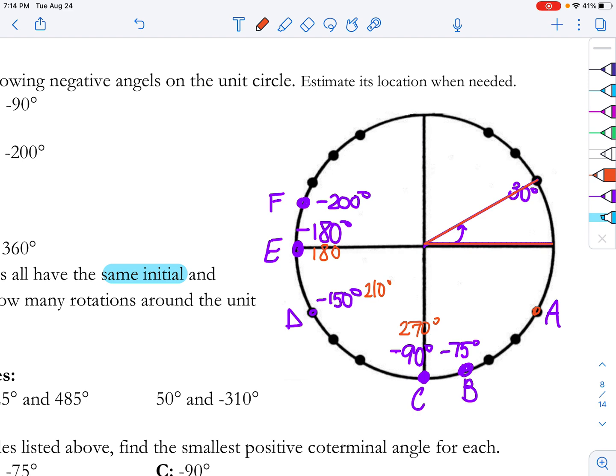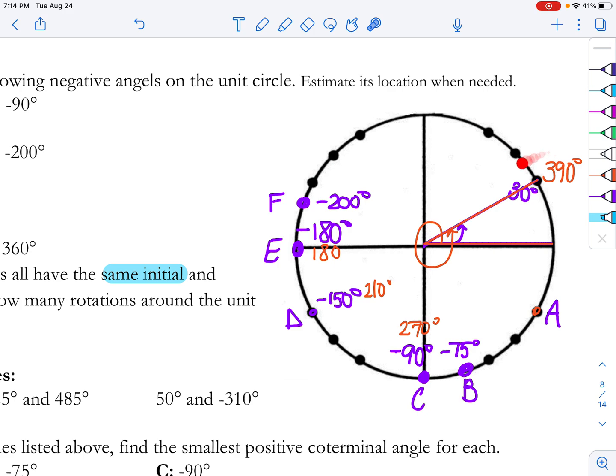So rotated around one full rotation, and then the additional 30. That angle measure would be 390 degrees. Notice, again, the purple and the orange angles start at the same spot, end at the same spot, but the number of rotations around the circle were different, right?